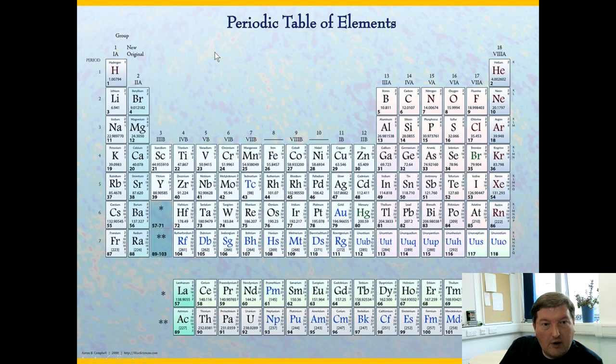So here's the periodic table. You can see that all the mass numbers here have these long decimal numbers to represent the different relative abundances of all the different isotopes of these elements.